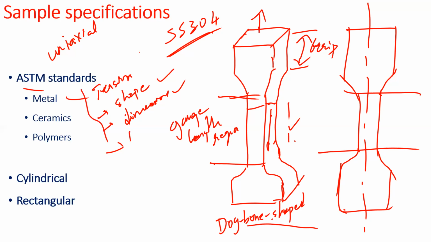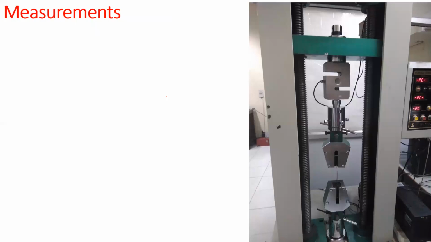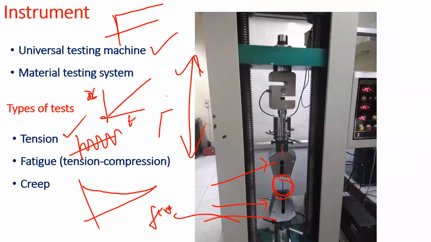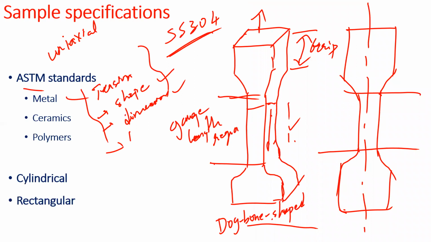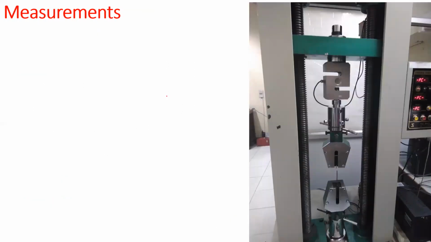Here we are specifically talking about tension test. If your test is fatigue, then you may want to have a different kind of sample. Measurements. So we had seen what the instrument is, and what should be the sample specifications. Right. And let's see what it is that we can measure.